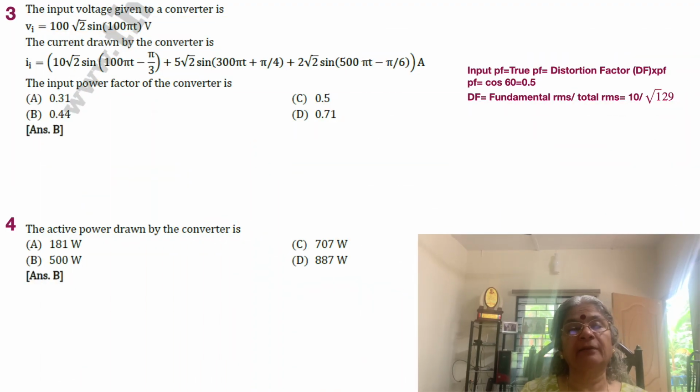There's a B part of the problem. It says the active power drawn by the converter. Only voltage and currents which are of the same frequency draw power. The rest is all heat. So this is the active power. The active power is given by 100 root 2 divided by root 2, such that we get the RMS value, multiplied by 10 root 2 by root 2. So 100 into 10, and then the cosine of the angle between them, which is 60 degrees or pi by 3. So the answer is 500 watts. This is a very simple problem, but we should not make mistakes.